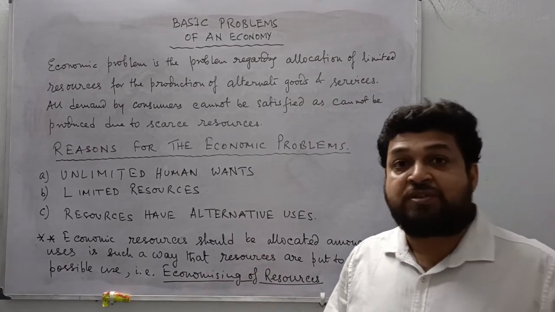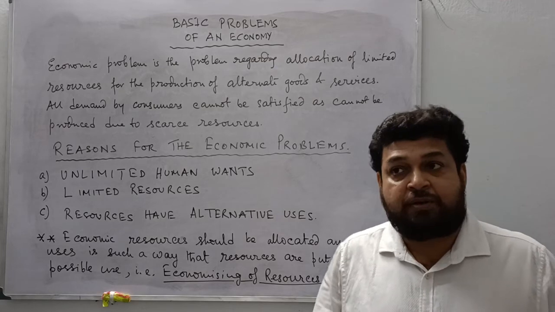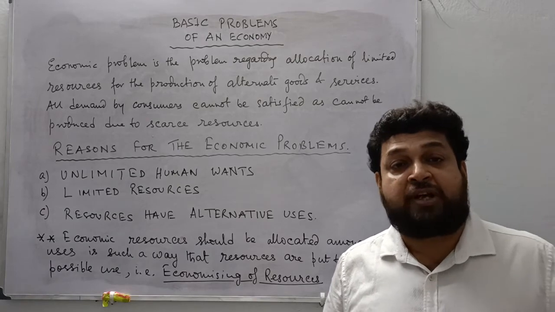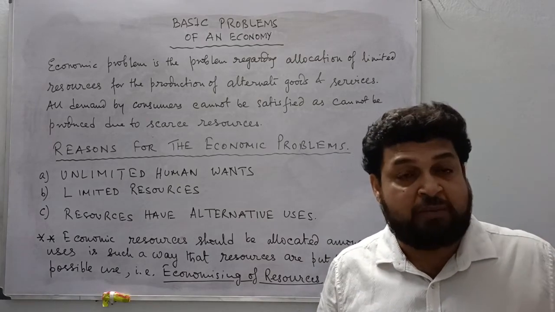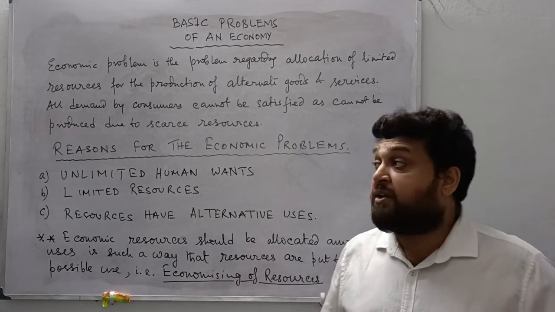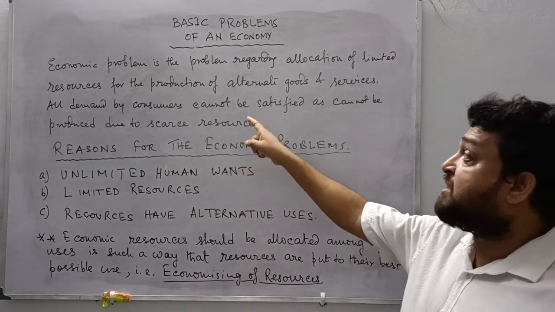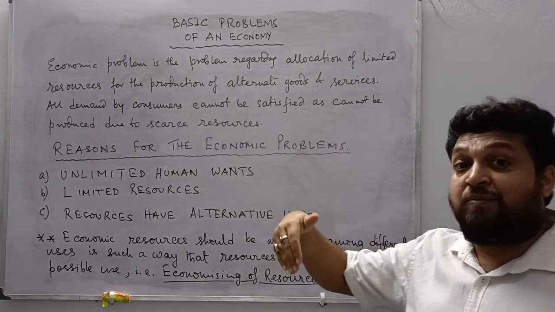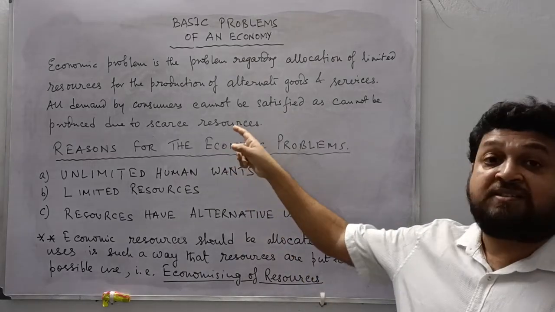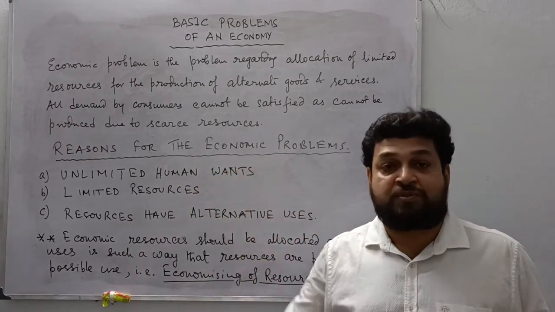Alternate uses, because resources can be used alternately. A labor or a capital, a particular capital or a particular labor service, can be used not only in production of one particular good, but can be used in production of different goods and services. Everyone's demand cannot be satisfied, because all goods cannot be produced because of these scarce resources. So the economic problem is basically allocation of resources.